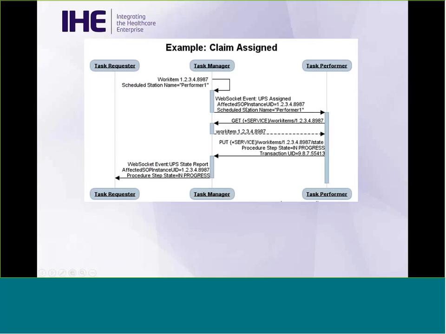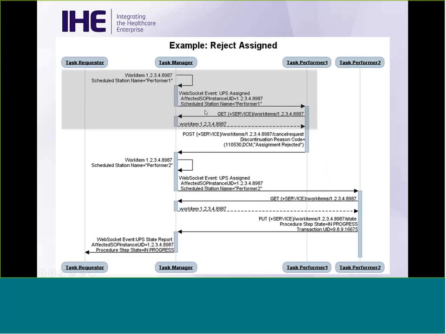This is just to give you a bit of a look at what it looks like, in terms of the brevity of the RESTful services. They're pretty short. There's not a lot in there. So in the case of a claim assigned, the task manager would identify the scheduled station that's going to perform it and the work item, and that triggers this WebSocket event of an assignment. The performer uses that work item number to go get it, having recognized it's the performer, and does a simple put to change the state to in progress. And the notification then again goes out as a WebSocket.